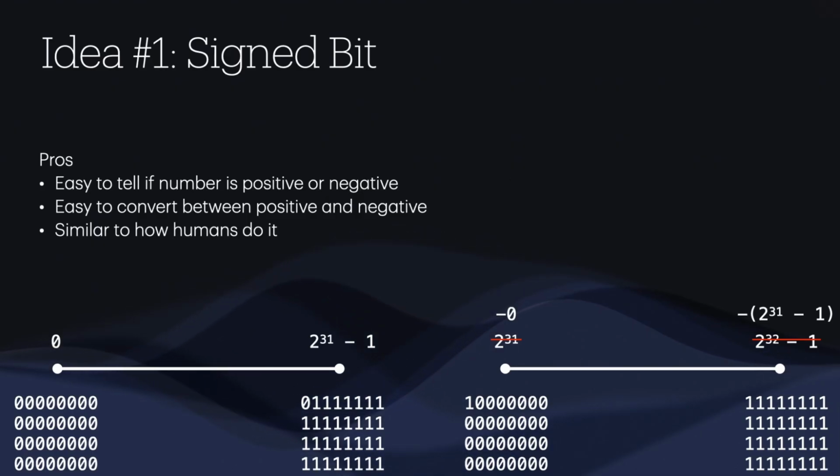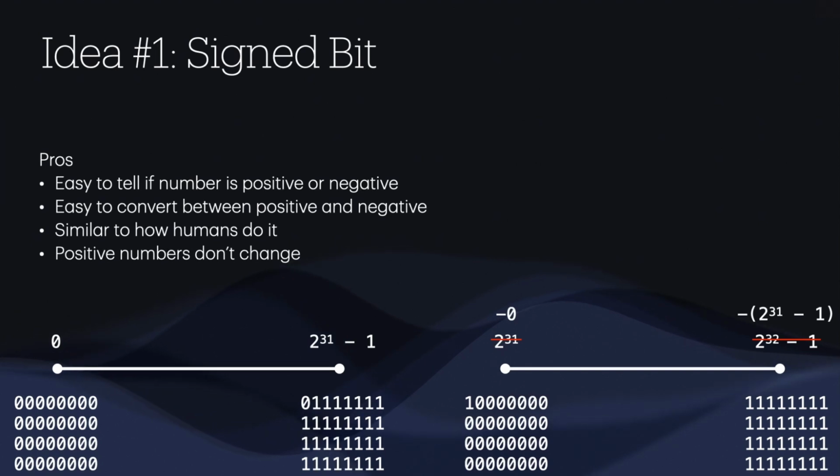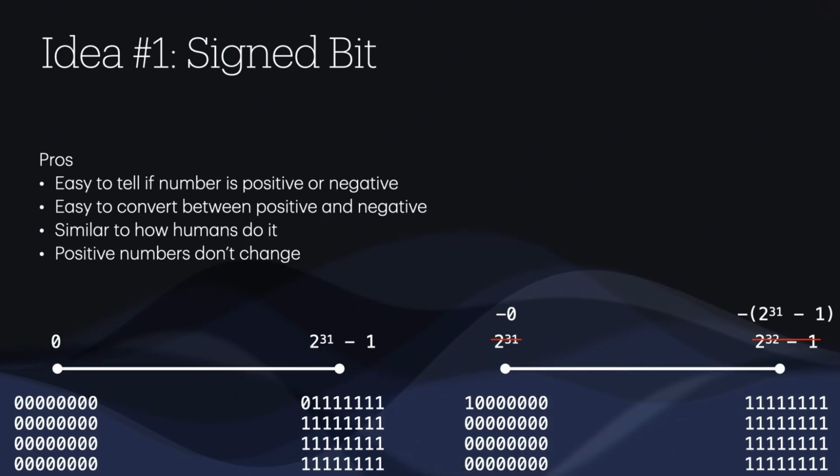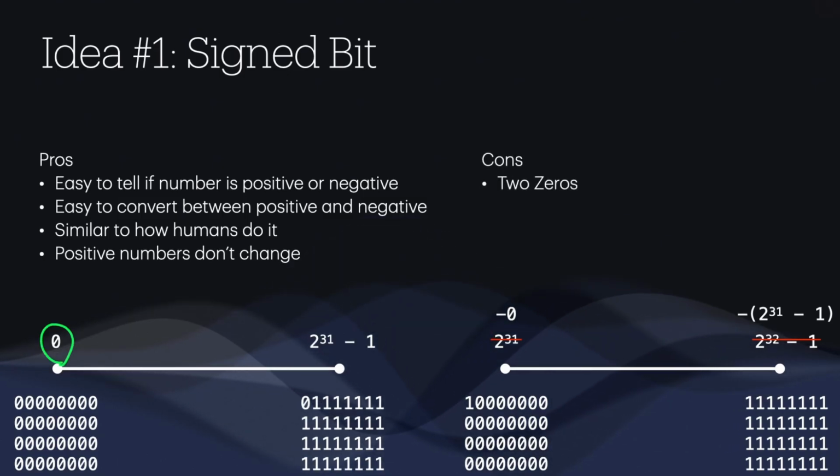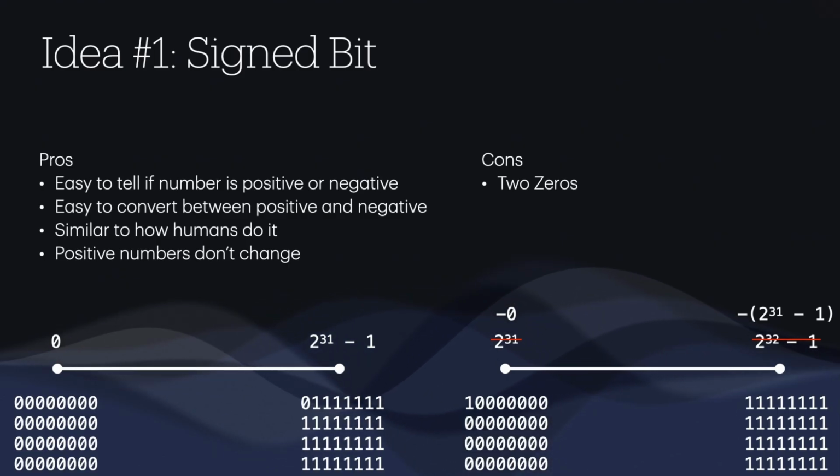And lastly, another benefit is that the positive numbers don't change. The representation for any positive number on this number line is going to be the exact same representation that we were using before on our unsigned number line. The only values that have changed are the ones that have changed into negative numbers. However, there are some cons. The first one is that there's 2 zeros, one here and one here. This isn't ideal and can lead to some confusing scenarios.